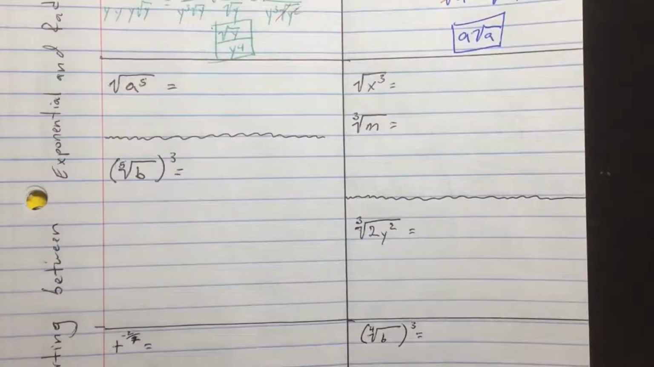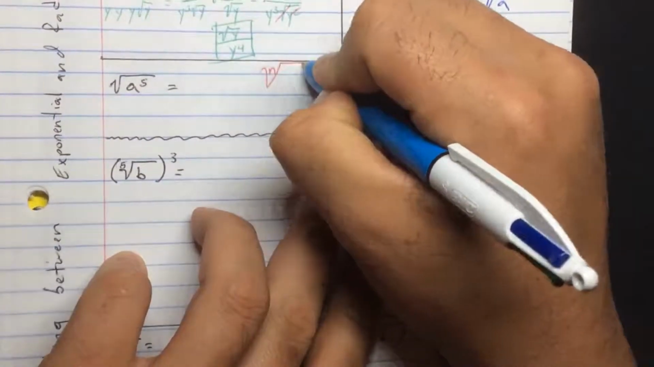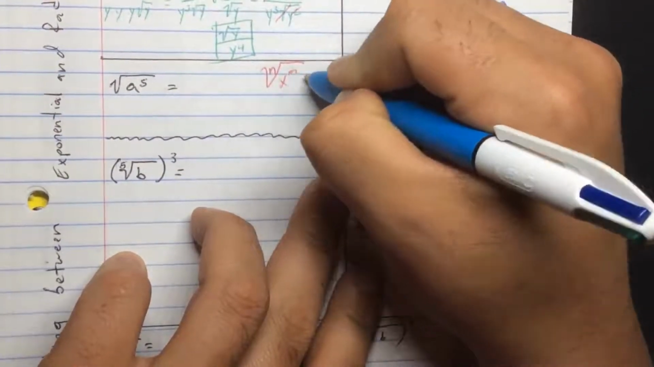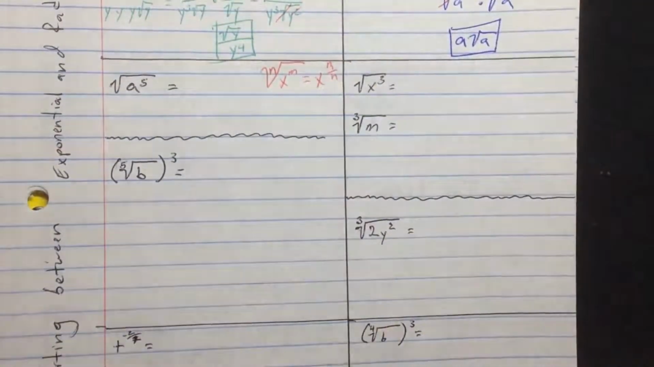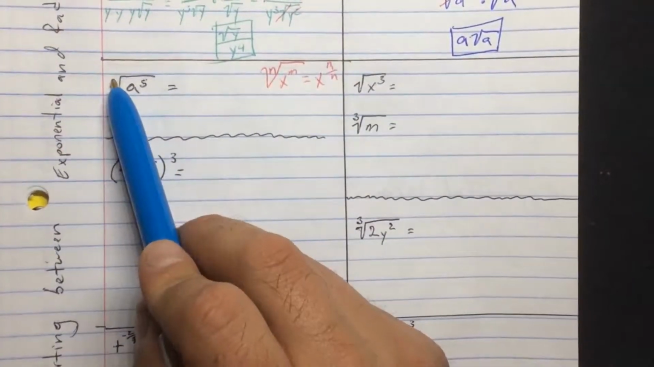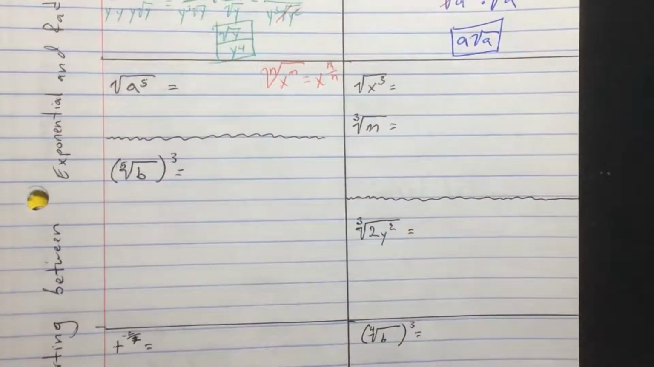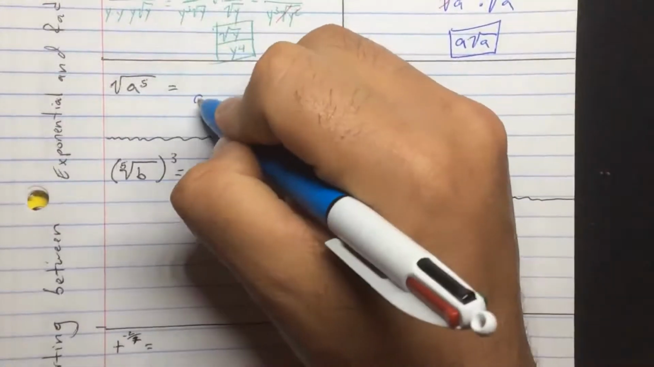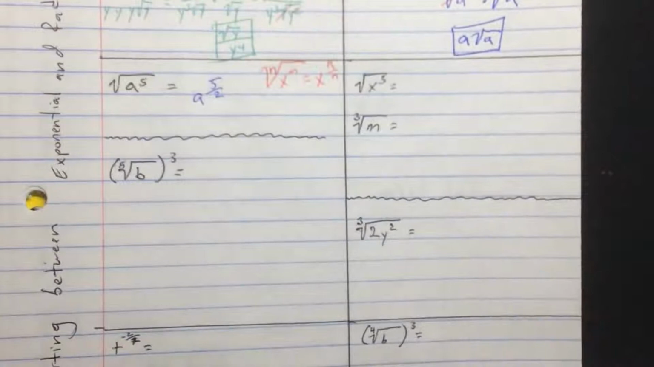Once again, we're going to be using, well, I guess I'll just write it again. It's good to have it on most of the pages. So we have the nth root of x to the m is equal to x to the m over n. On this one, our n is 2 and our m is 5. So that means this one is going to be written as a to the 5 over 2 power, and that's going to be it, which is a wonderful thing.